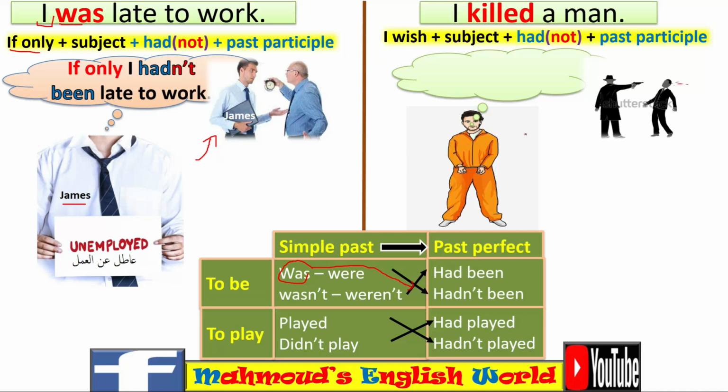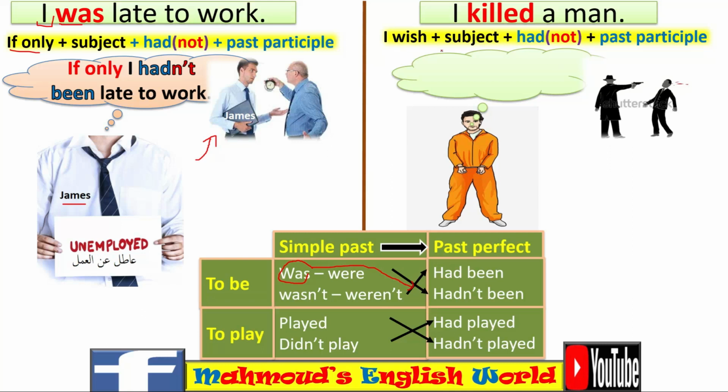What does he regret here? Yes, he regrets killing this man. So now he is in jail, he's in prison, and that's why he regrets the action he made in the past. Can you express wish here or regret using I wish subject past perfect?